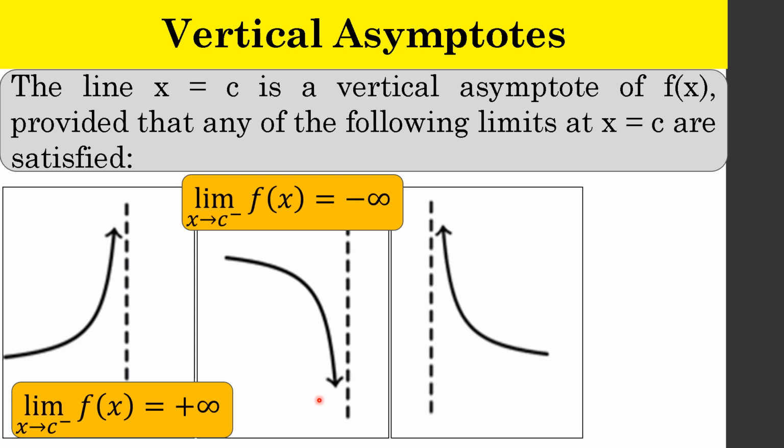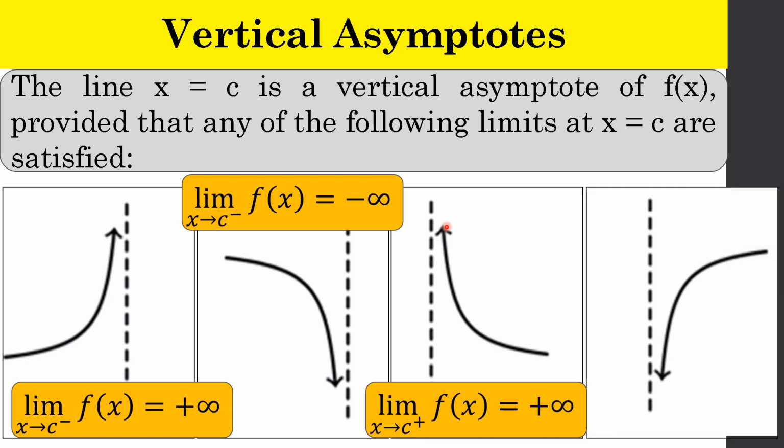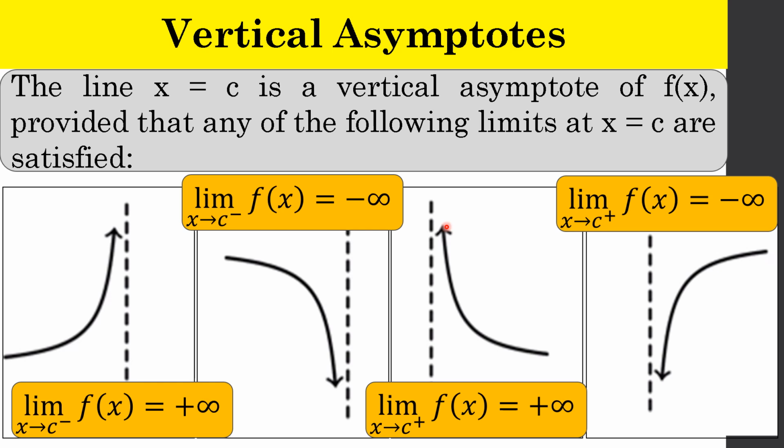The third is, itong graph na nasa right ng y-axis natin, then paakyat, the limit of this function as x approaches c positive, kasi nasa right, is equal to positive infinity, kasi paakyat naman siya. And last, we have limit of the function as x approaches c positive, kasi nasa right yung graph natin, is equal to negative infinity kasi papuntang baba na ng y-axis yung ating function.